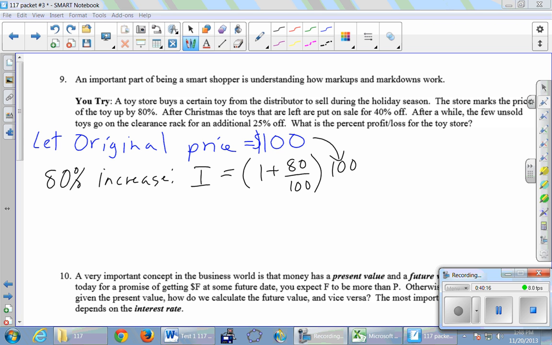And you can do this without the formula. I mean, the answer is 180, right? Like it's really easy to just go up 80% from $100. But I'm just showing you that you can use these formulas over and over again, as opposed to memorizing 6 different formulas that are a little more efficient in 6 specific kinds of problems. Ed?